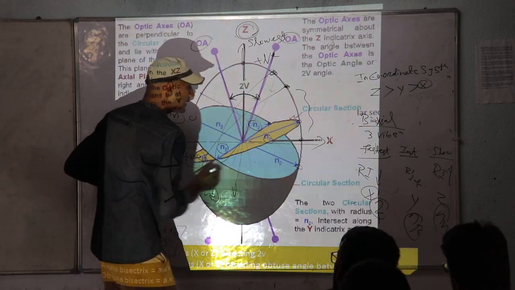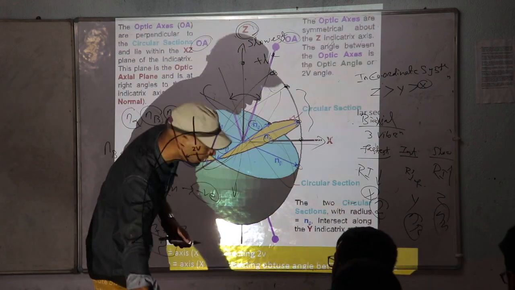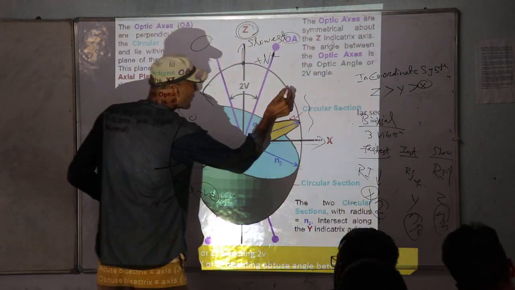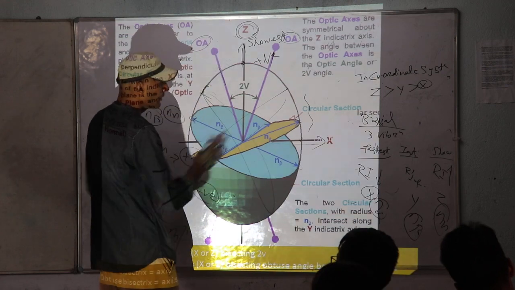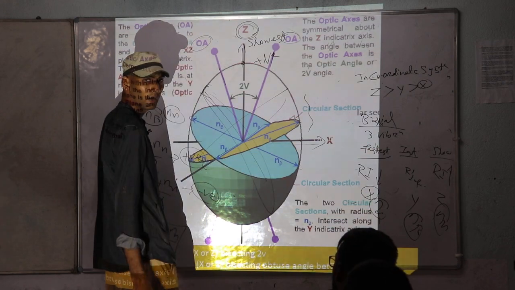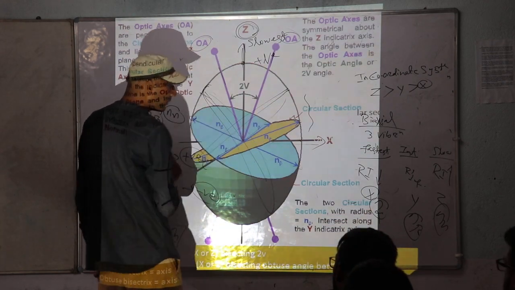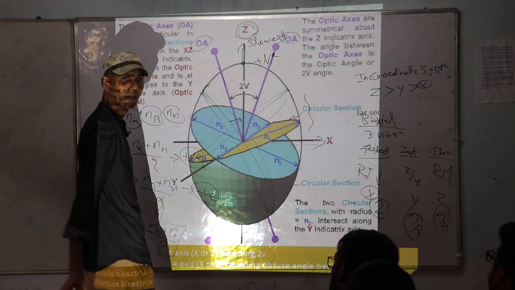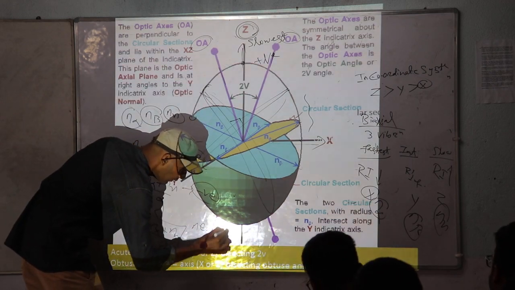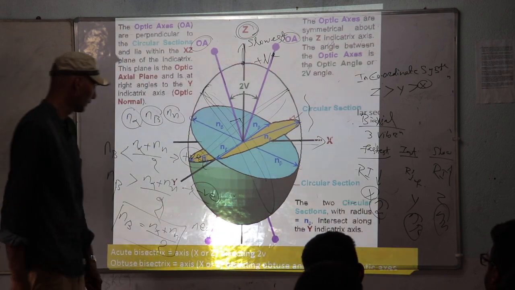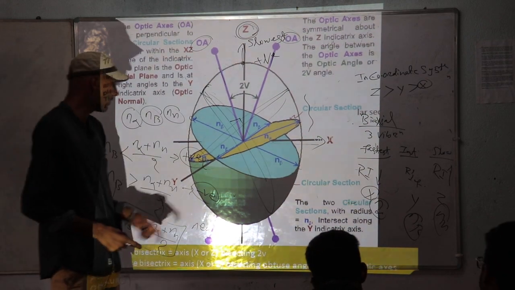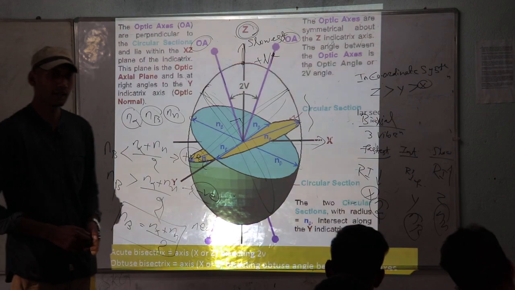Got that? Here is one circular section and here is another circular section. Both of them are perpendicular. So perpendicular to this circular section will be the optic axis, and perpendicular to the other circular section will be the other optic axis. So here the optic axes are perpendicular. This is the case of a neutral mineral, when n beta is equal to n alpha plus n gamma by 2. Okay, so this is all about the biaxial indicatrix.